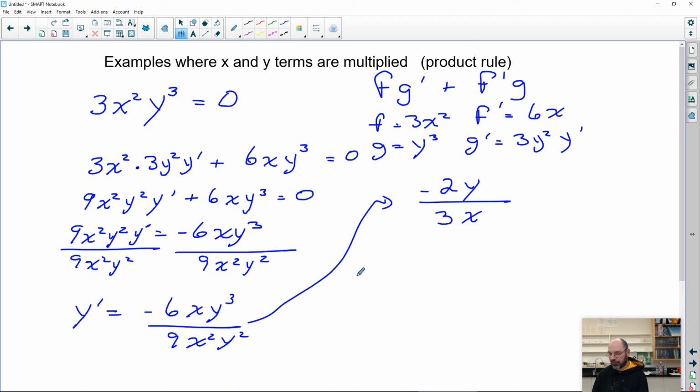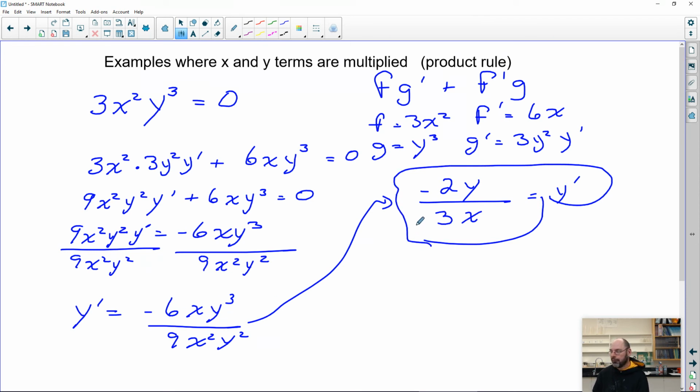So then here is our expression for y prime. Okay, y prime is equal to that. We've got to reduce. Okay, so that gets us to about 26 minutes.